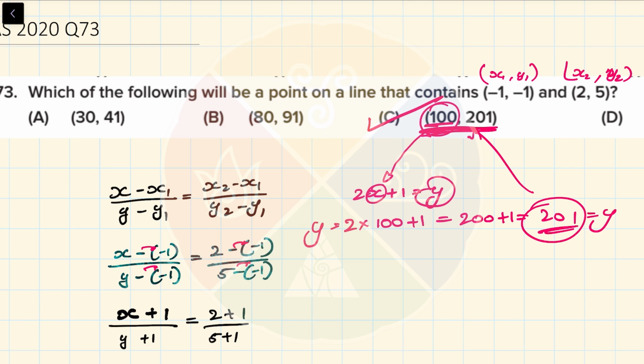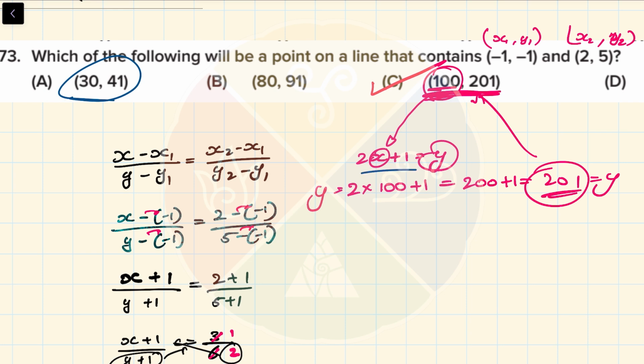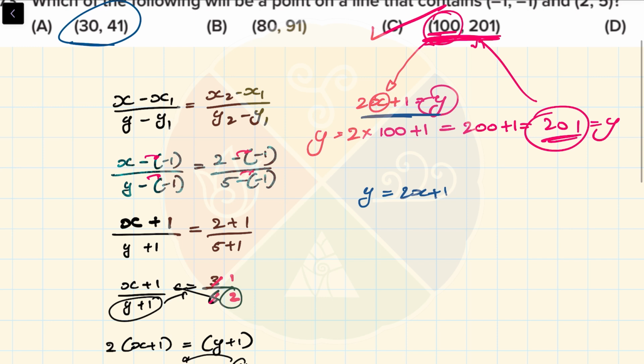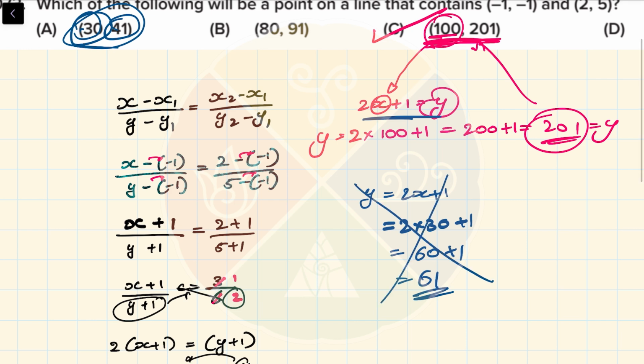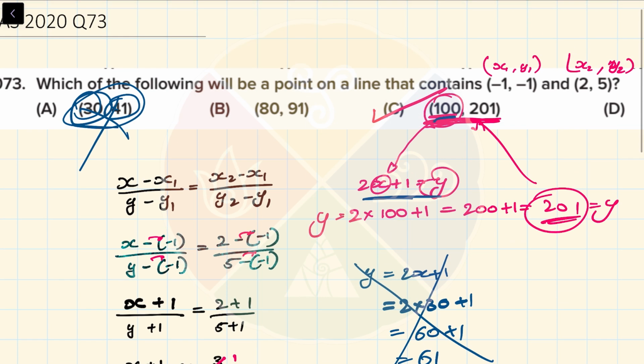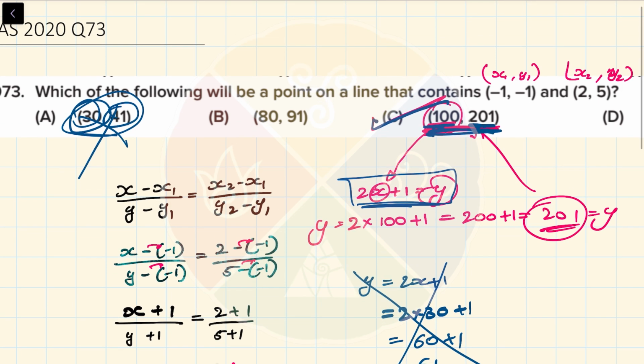Now let's check a wrong answer also. What if I am selecting this value? I can write the same equation as y is equal to 2x plus 1, right? So if x is 30, then 2 into 30 plus 1 is 60 plus 1, or 61. Y should be 61, but here it is 41, so that is wrong. So this is not the answer. Only the correct values will match if you substitute them in this equation. You will only get one thing which matches. So the answer will become C.